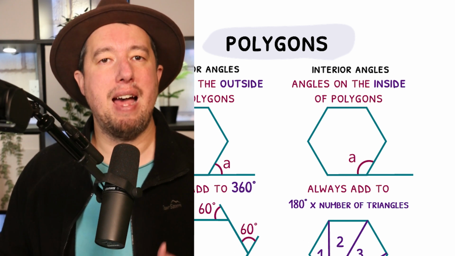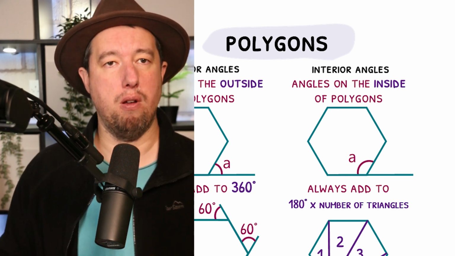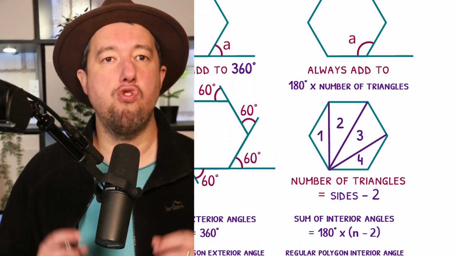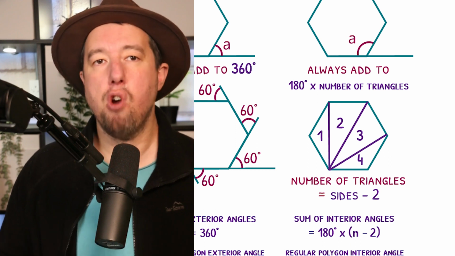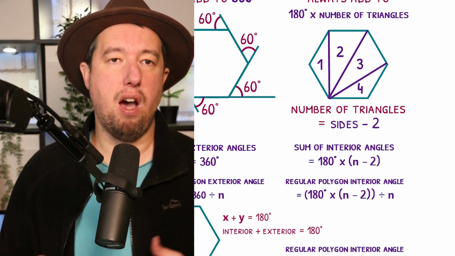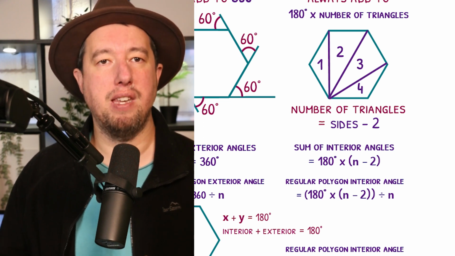To find what they add up to, we first need to find how many triangles you can draw within the polygon. Pick a corner or vertex and draw as many lines as you can to the other corners. This will make some triangles. Each triangle will contain 180 degrees, so we times the number of triangles by 180 to find the sum of the interior angles.